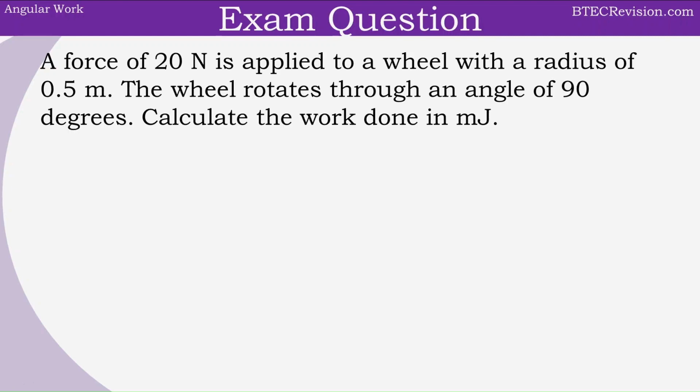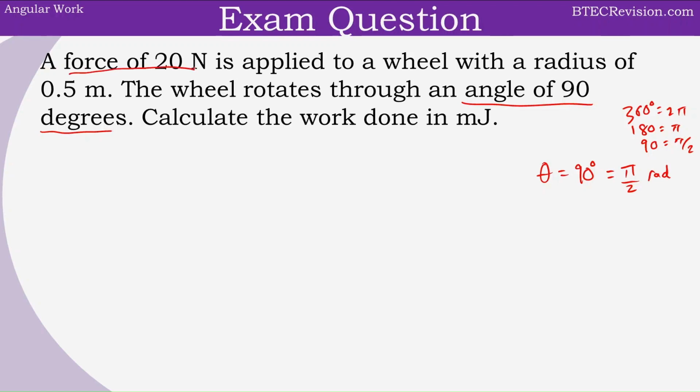For this, the first thing we should know is that the angle is in degrees. So the first thing we should do is convert that to radians. So if the angle equals 90 degrees, and we know that 360 degrees is 2 pi radians, so we can say 180 is equal to pi, and therefore 90 degrees is equal to pi over 2. So 90 degrees is pi over 2 radians.